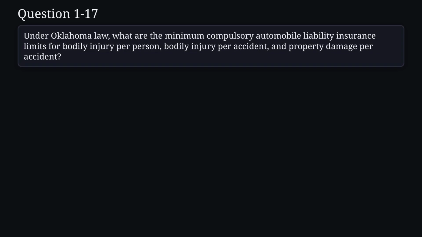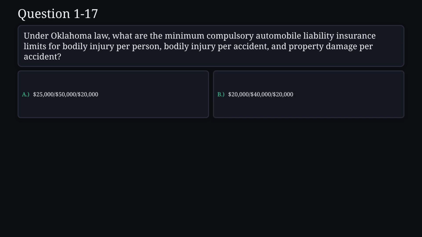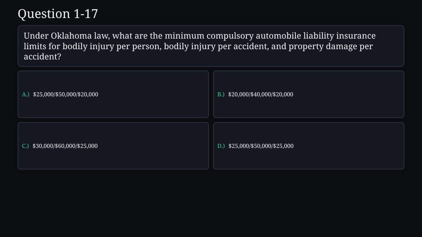Question 17. Under Oklahoma law, what are the minimum compulsory automobile liability insurance limits for bodily injury per person, bodily injury per accident, and property damage per accident? A. $25,000, $50,000, $20,000. B. $20,000, $40,000, $20,000. C. $30,000, $60,000, $25,000. D. $25,000, $50,000, $25,000.